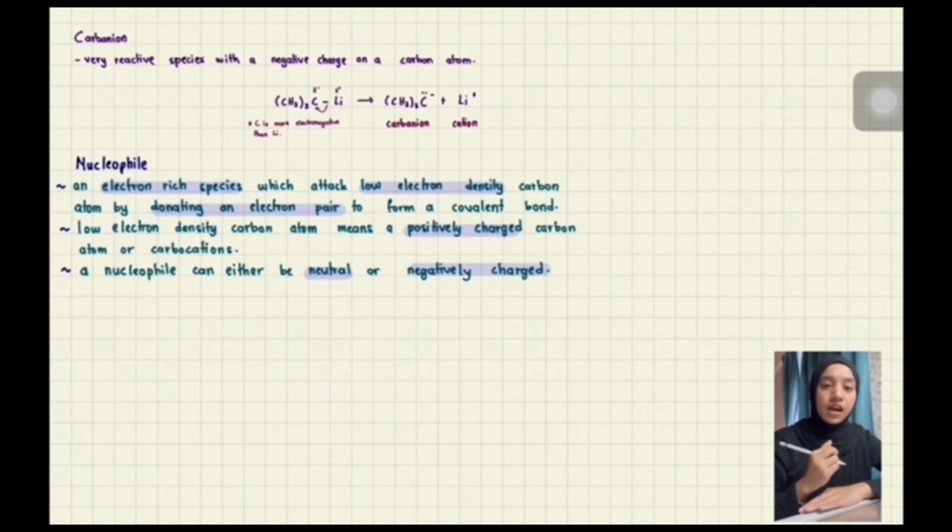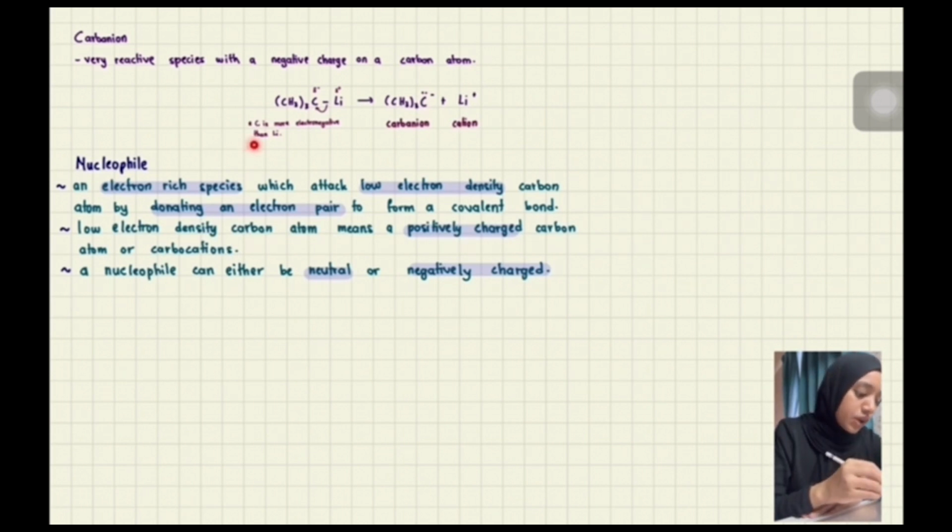First, I will be explaining about the carbanion before we proceed to the nucleophile. A carbanion is a very reactive species with a negative charge on a carbon atom. Let's take a look at the example. Here we know that carbon is more electronegative than lithium, so the pair of electrons will transfer to the carbon. It will produce a carbanion and a lithium ion.